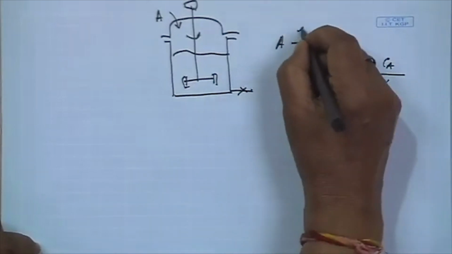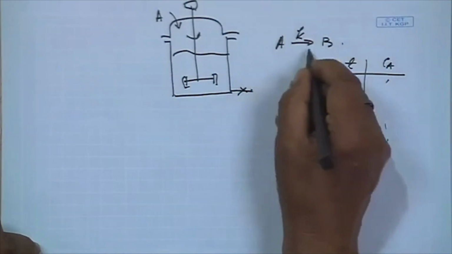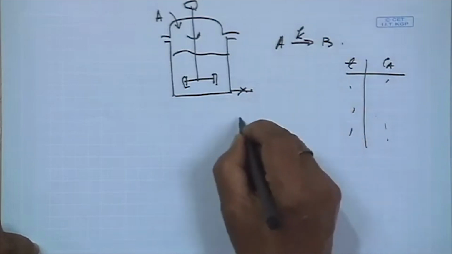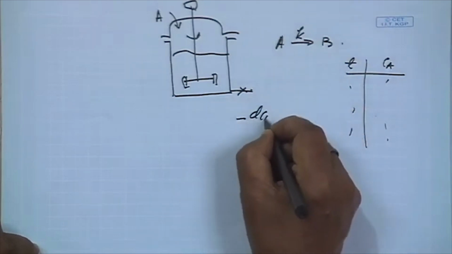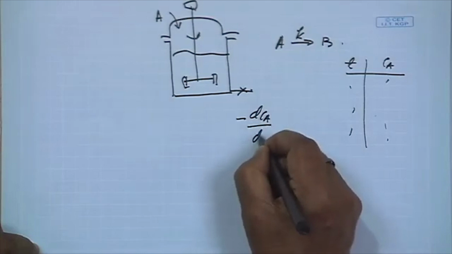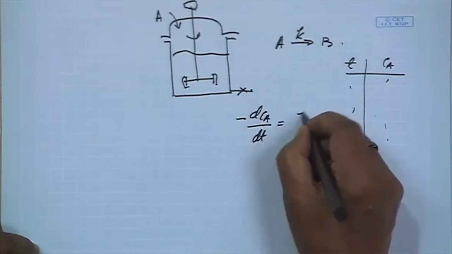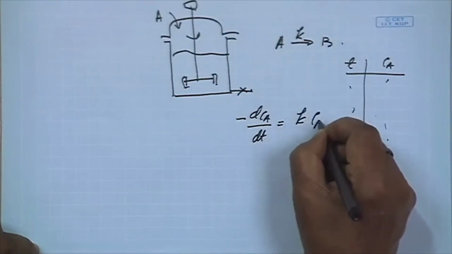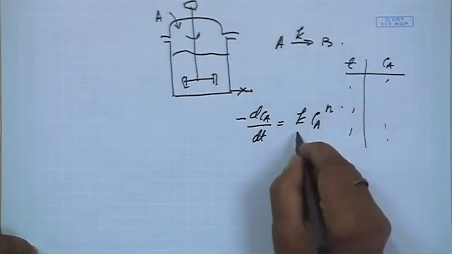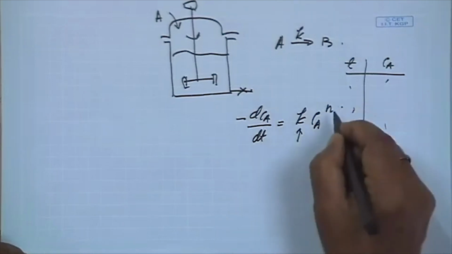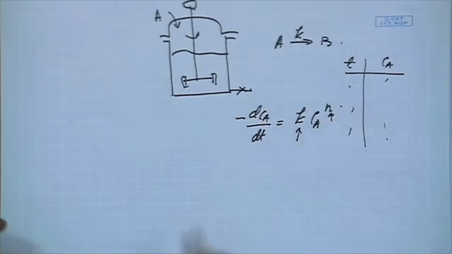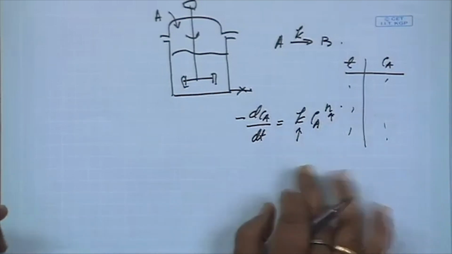The rate expression for this will be minus dCA by dt equals K into Ca to the power n. Am I right? Where K is the rate constant and n is the order of reaction. So we still have to find out both of these.